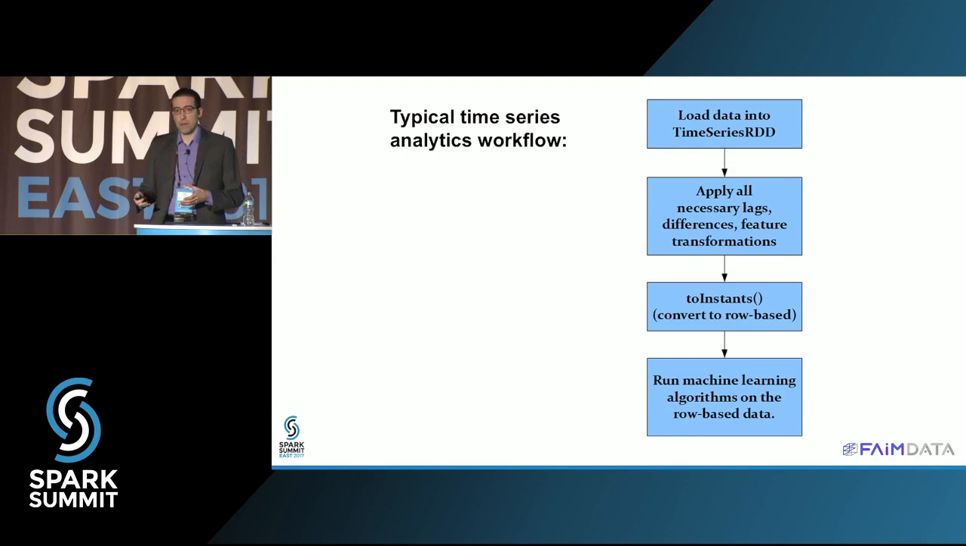So the result is a typical time series analytics workflow with Spark time series looks something like this. So we load some data into a time series RDD, and then we apply all the necessary lags, differences, feature transformations with Spark time series within a columnar representation. Once we're done with this pre-processing, we call the .toInstance method on our time series RDD to transform to row-based representation. Once we have that, then we can use external libraries like MLlib or other statistical analysis libraries to do the rest of the analysis.